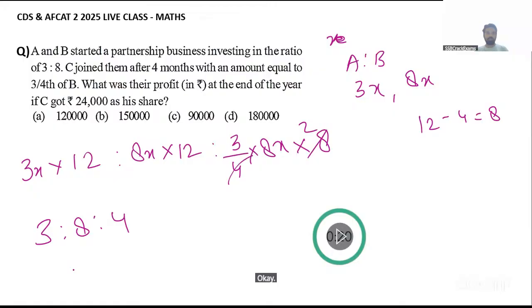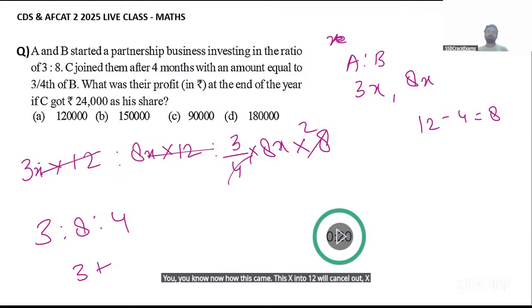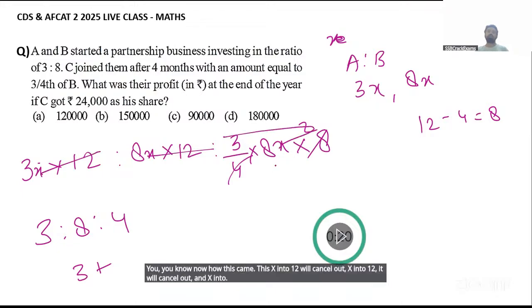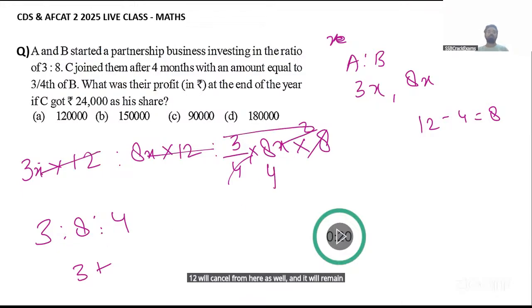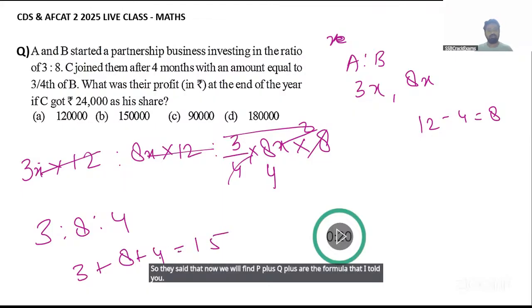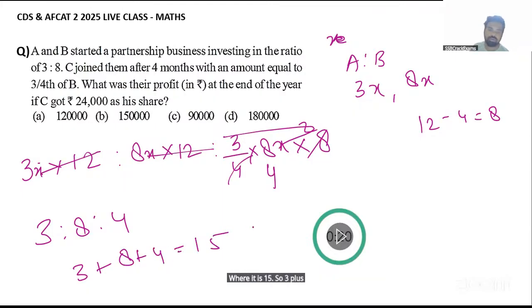So completely it will be 3, because you know now how this came. This x into 12 will cancel out for A, x into 12 will cancel out for B, and x into 12 will cancel from here as well, and it will remain only 4. Now we will find p plus q plus r, the formula that I told you. So 3 plus 8 plus 4 is equal to 15.